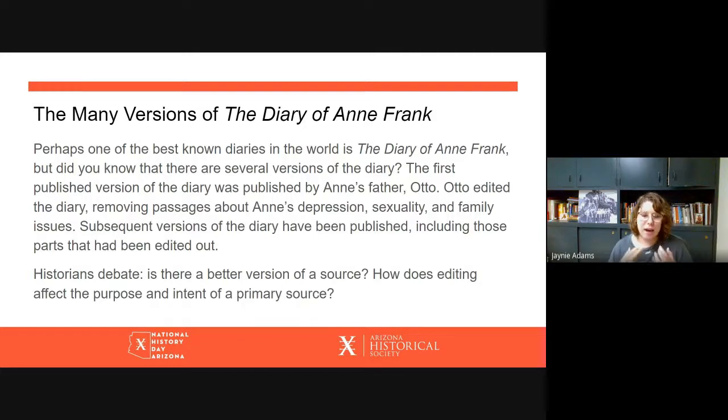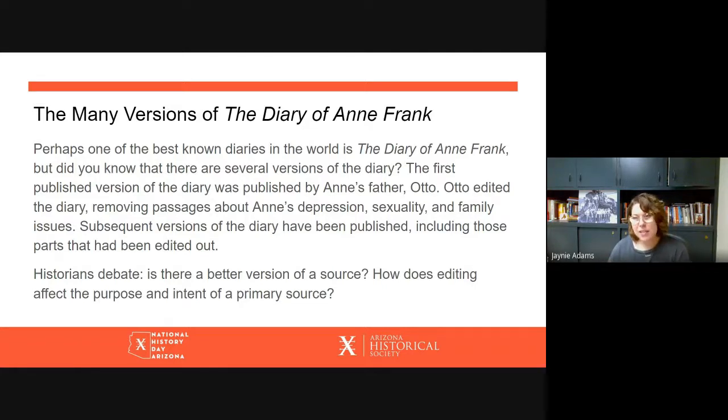So historians have to determine for themselves, is there a better version of this source material? Now that we know that it's been edited, does that change the purpose or the intent of a primary source, right? How does Otto Frank editing the diary change Anne's worldview? How does that change her experience and the way that we come to know her experience? So it's important to remember that when you're looking at sources, you want to make sure that you're finding the least edited primary source possible.